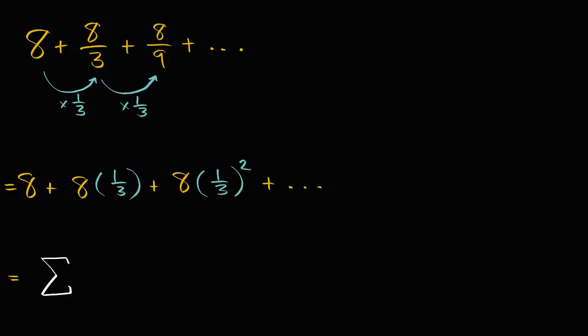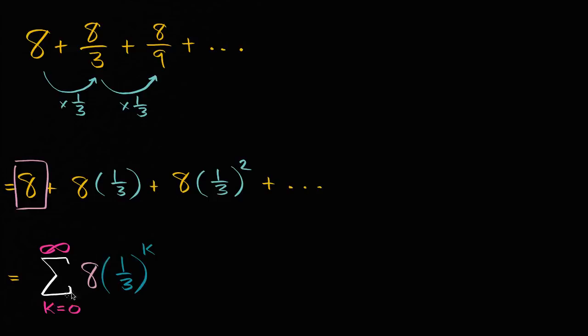and we could start at 0 or at 1, depending on how we'd like to do it. We could say from k is equal to 0, and this is an infinite series right here. We're just going to keep on going forever. So to infinity of, well, what's our first term? Our first term is 8, so it's going to be 8 times our common ratio, 1/3, to the k power.